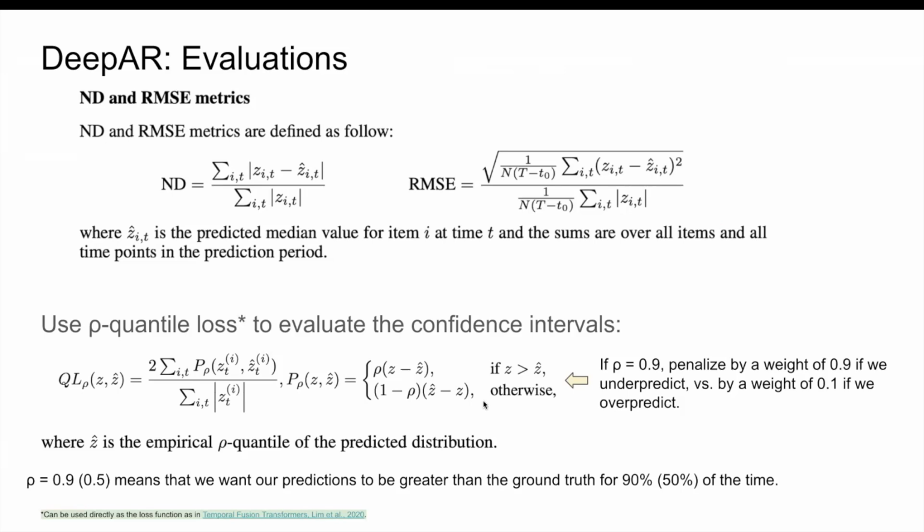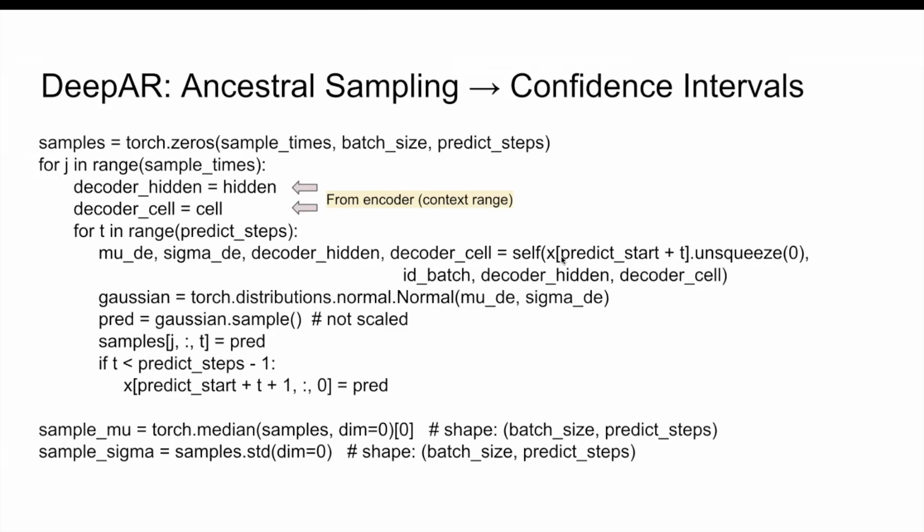And instead of doing this ancestral sampling that we talked about here, in some following papers, they actually just directly train the model based on this quantile loss. So you'll be directly predicting the 90% quantile, the 10% quantile. So you don't have to do this ancestral sampling, because this sampling is very expensive to do at inference time, because you will need to draw many samples and then take the median. It will be better if you can just directly predict the quantiles.